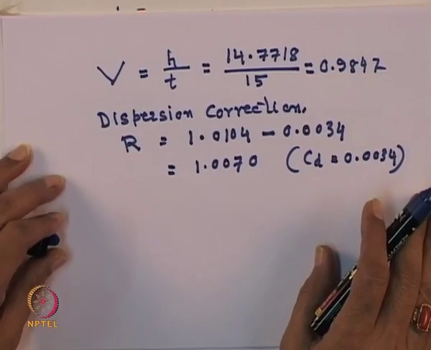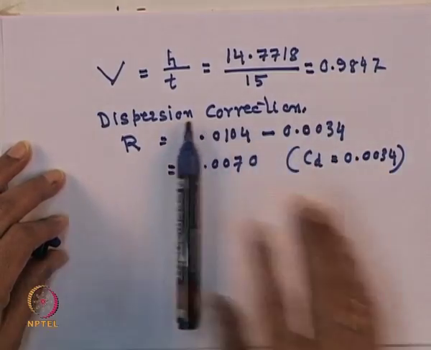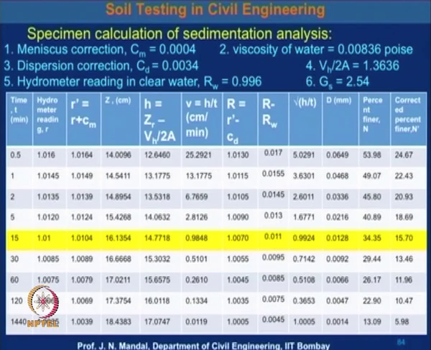Now you have to calculate the particle diameter, that is D. You can also calculate the R value; the water value RW is equal to 0.996. So R minus RW is this 0.0016. Now you have to calculate this particle diameter D.